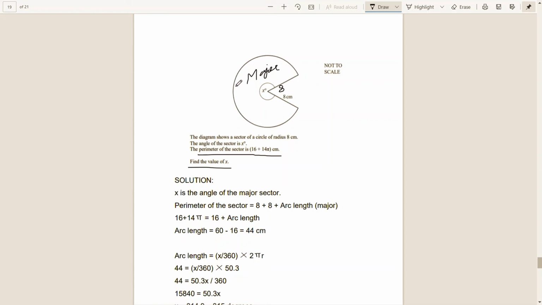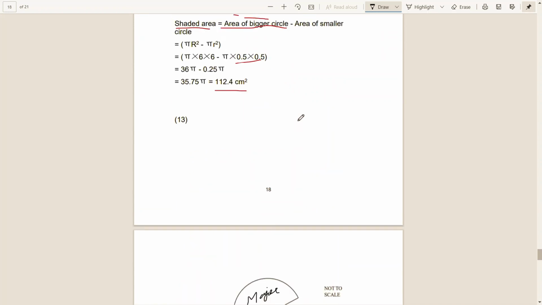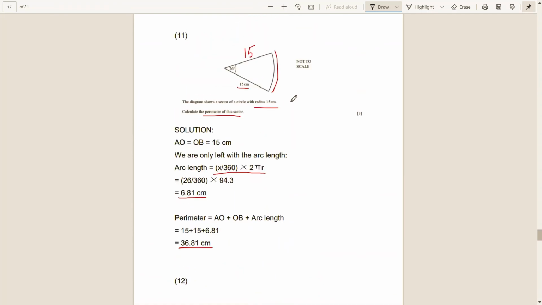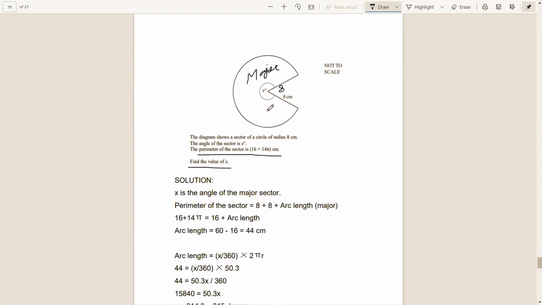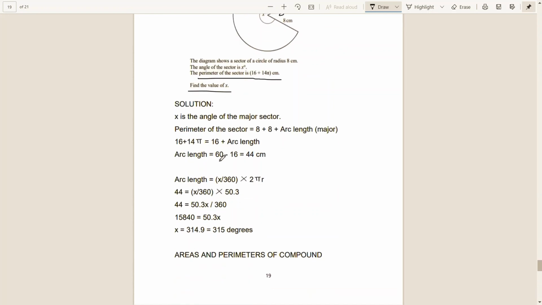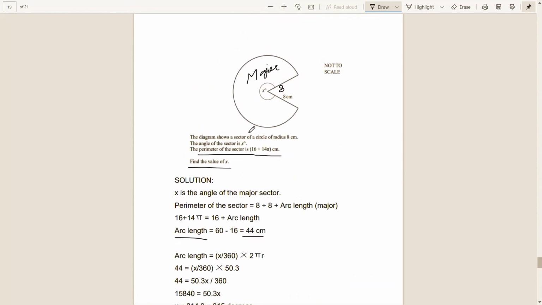This is called the major arc. What we were studying before, for example this, was the minor arc, because if you make a circle, this will be the minor arc and this will be the major arc. So the length of the major arc plus 8 plus this 8, right? Using linear equations, we get the arc length to be 44 centimeter. This whole length is 44 centimeter.